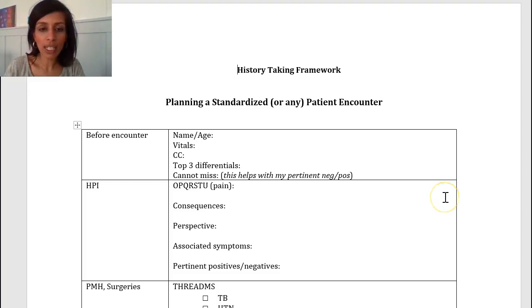So when I'm about to get into a patient's room, either a standardized patient encounter or a real patient in real life, first I take a look at the instruction sheet, or in my case, at their chart to see what they're coming in for. And I jot down their name and their age.